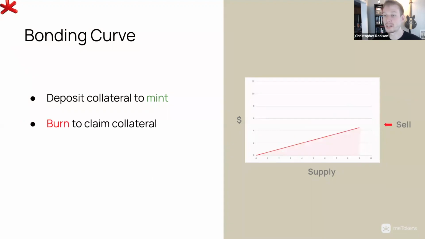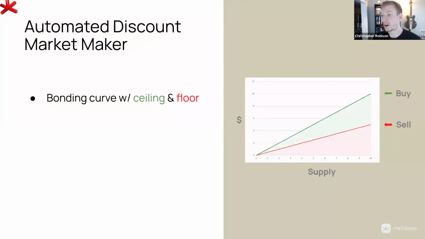Similarly to minting, if you wanted to get collateral out, you burn the token, in this case a meToken, to unlock the underlying collateral. So you might burn one meToken to unlock 100 DAI when you're at the 100th token in supply. For meTokens, our bonding curve has both a ceiling and a floor, which is not too unusual. We do see that in a lot of different systems. So of course, you mint along the buy rate and then you burn and sell along the floor.